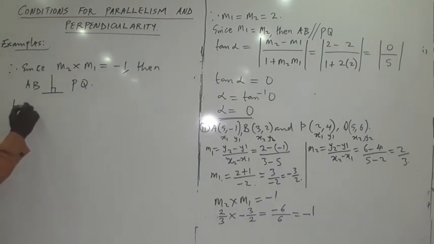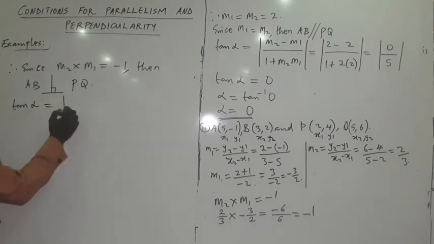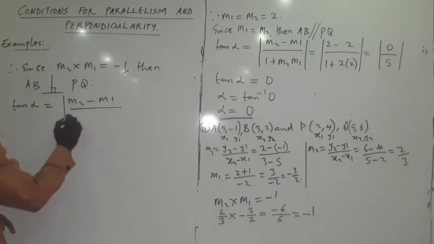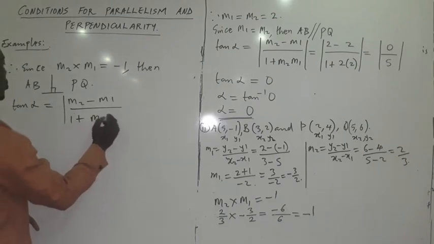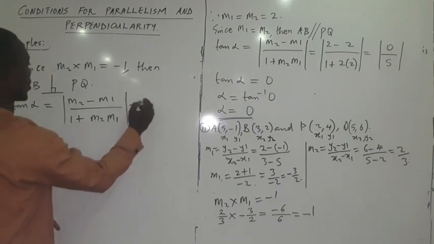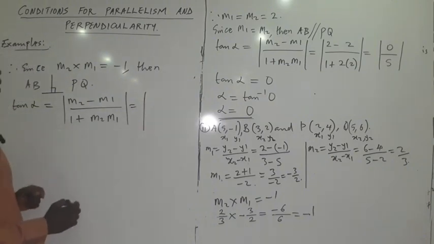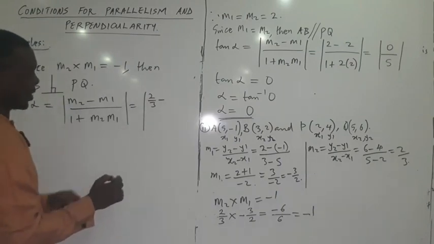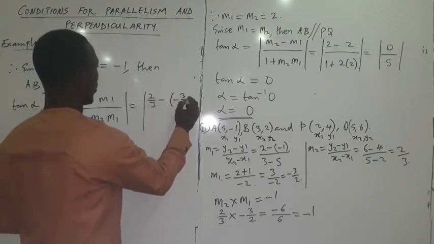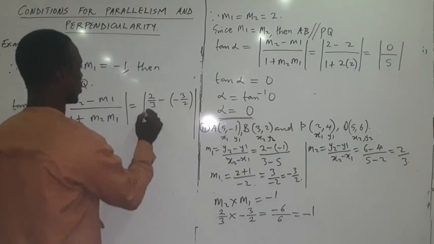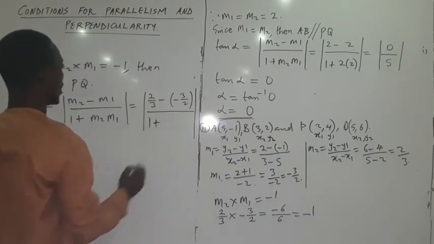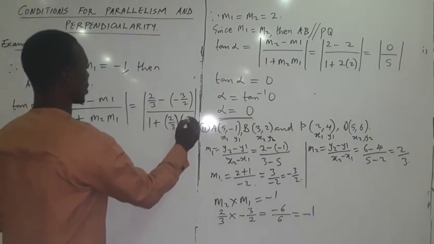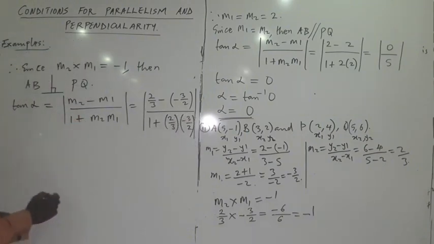That is tan alpha equals the absolute value of (m2 minus m1) all over (1 plus m2 m1). So that equals, m2 is 2 over 3, that's 2 over 3 minus m1, minus 3 over 2. Then you close the absolute value. Then 1 plus m2, that is 2 over 3 multiplied by minus 3 over 2. Then you close the bracket.